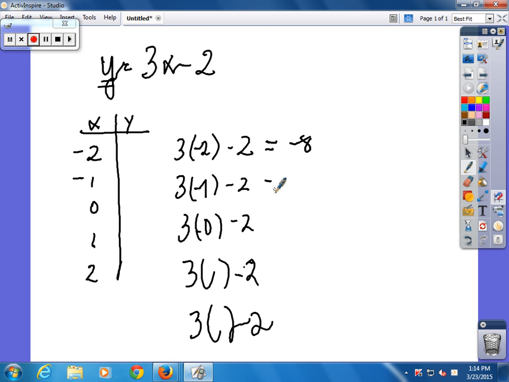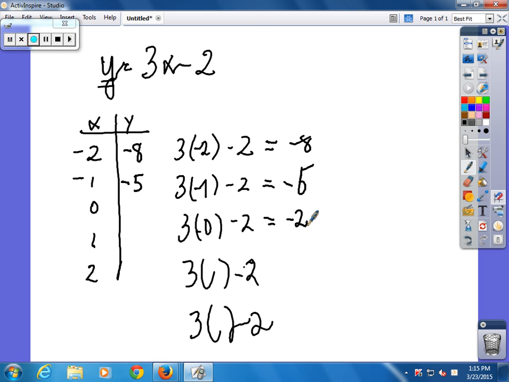So -8. There's right here. What's 3 times -1? And -3 minus 2? -5. -5. 3 times 0 minus 2.